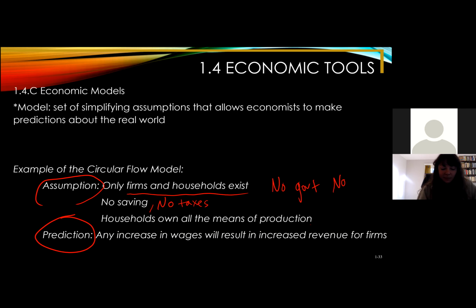So one thing that this model would predict is, sure, yeah, you can raise wages. The only thing that will happen is that firms will see more revenue. So they're not actually harmed by paying their workers more, because the only thing households can do with those new wages is to spend them all in the market for goods and services. So it goes right back to the firm. So that's an example of a model. And I want you to really focus on the difference between assumption and prediction.